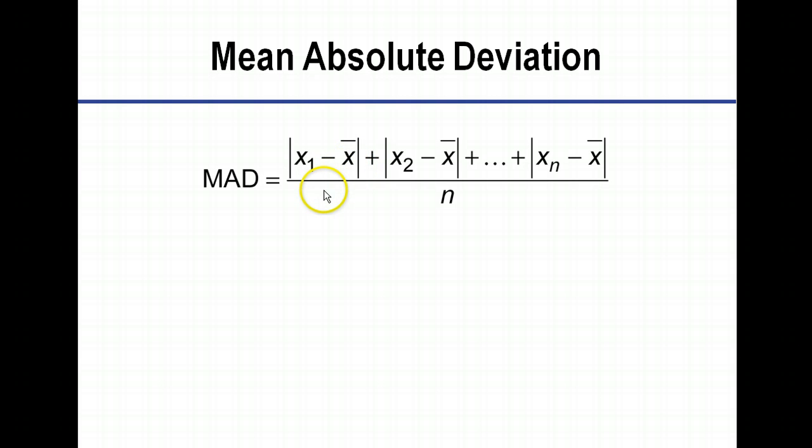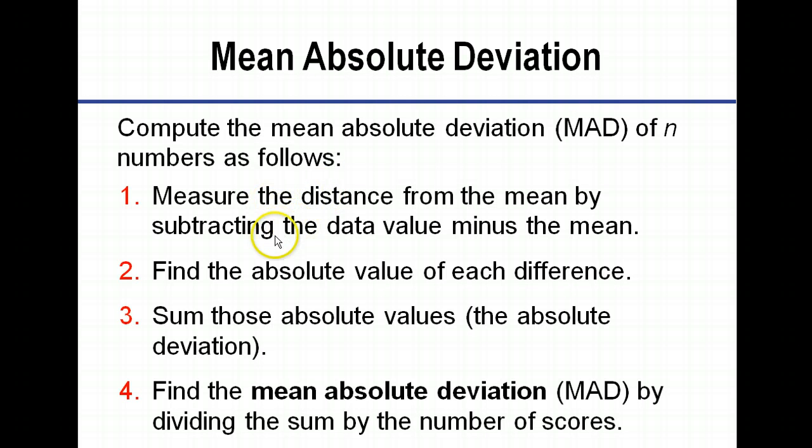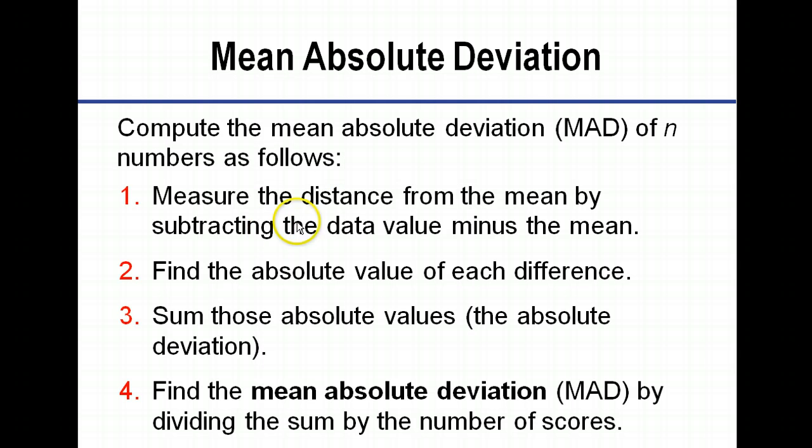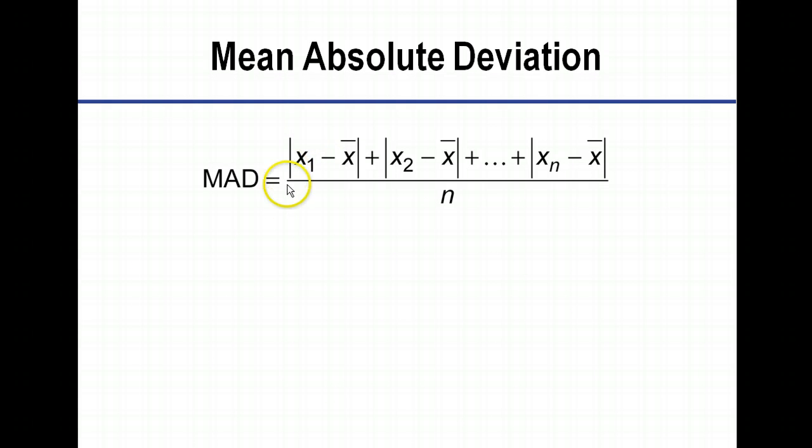So in terms of our procedures here, our steps, the first thing to do is to measure the distance from the mean by subtracting the data value minus the mean. On our next screen here, you see that each one of these individual calculations is doing what? Finding the distance from the mean of each data point, right? The difference between each data point and the mean. So you take a data point, subtract the mean. Data point, subtract the mean, and so on for each of the data points. The next step is to find the absolute value of each difference. And that's what these vertical bars are here.